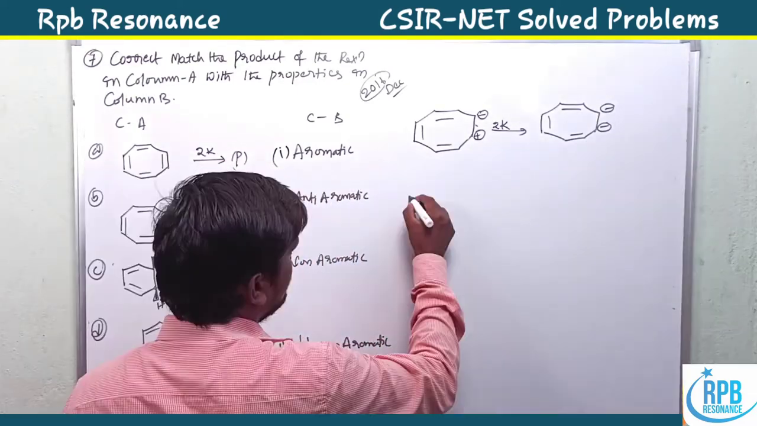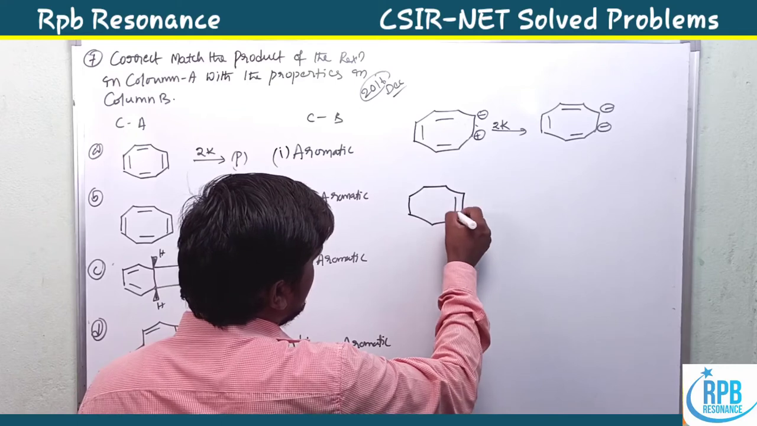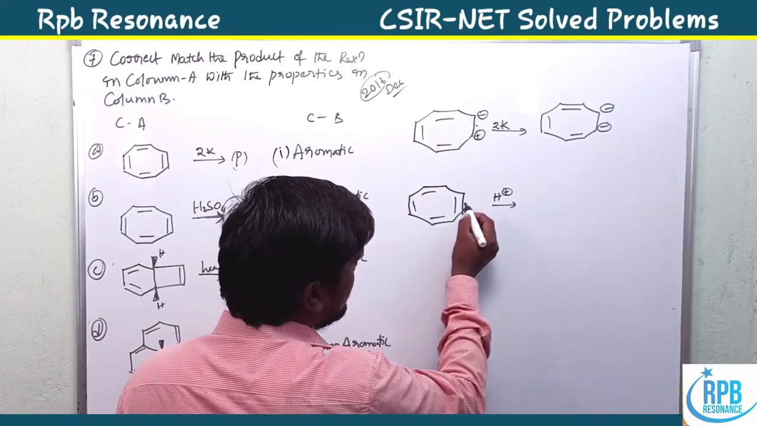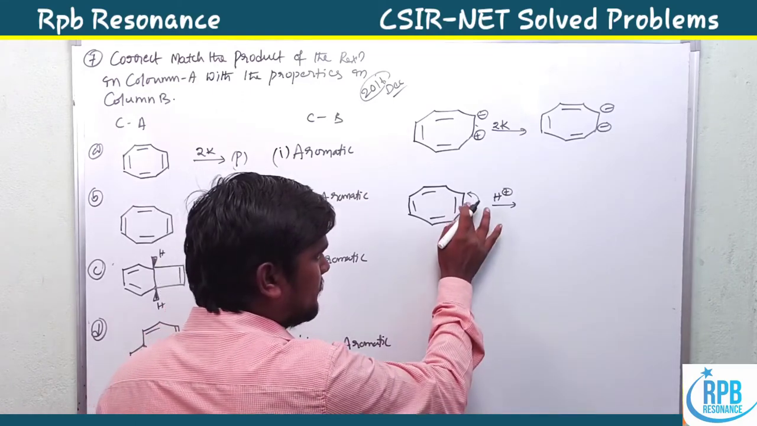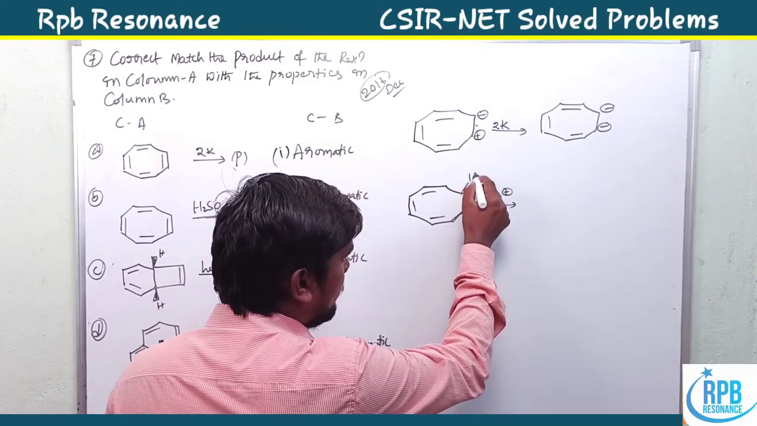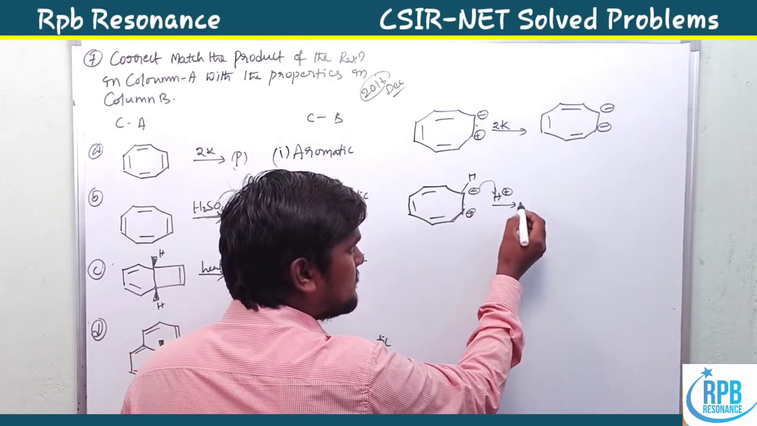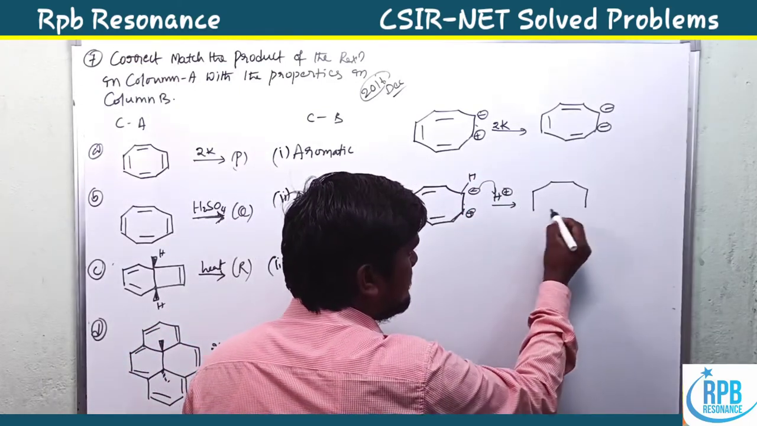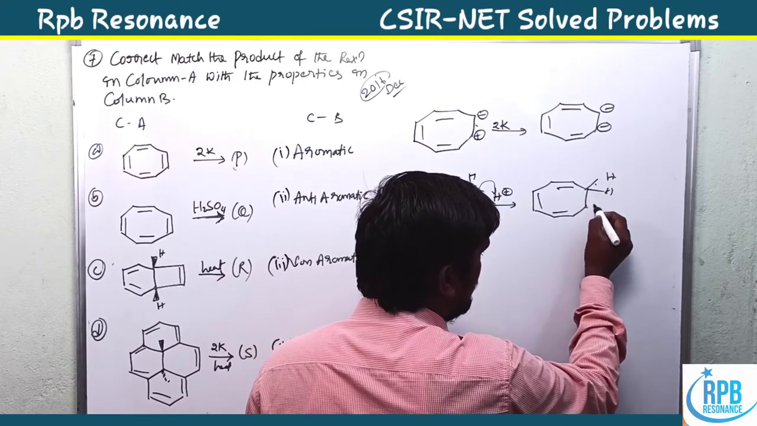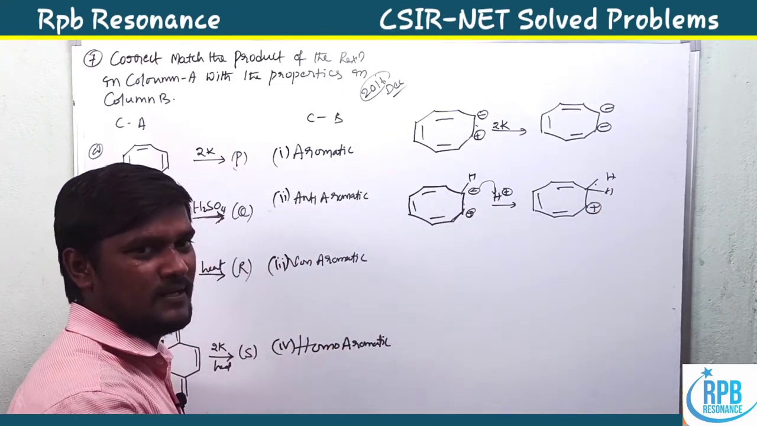Now let's move on to the second system. The second system is treated with H plus. So H plus means protonation. It creates a negative charge over there and a positive charge over here. Here already one proton is there, so the negative charge will abstract a proton, and it creates this type of product with a double bond.